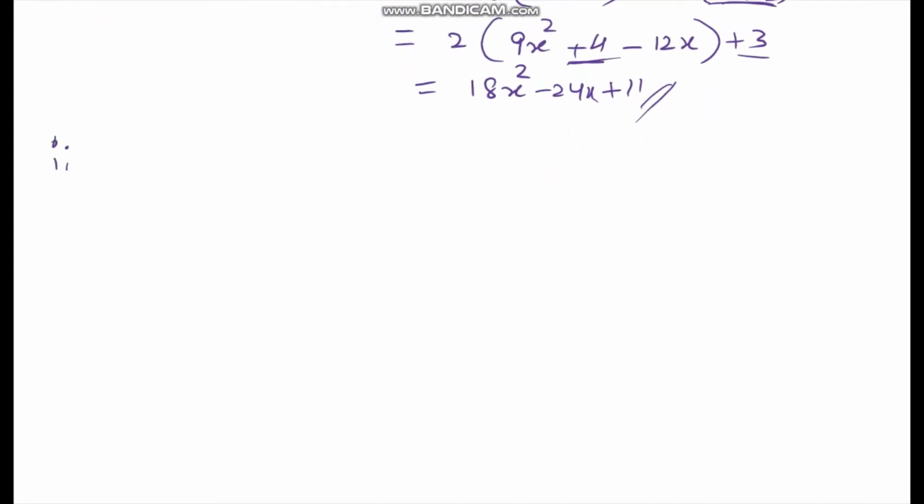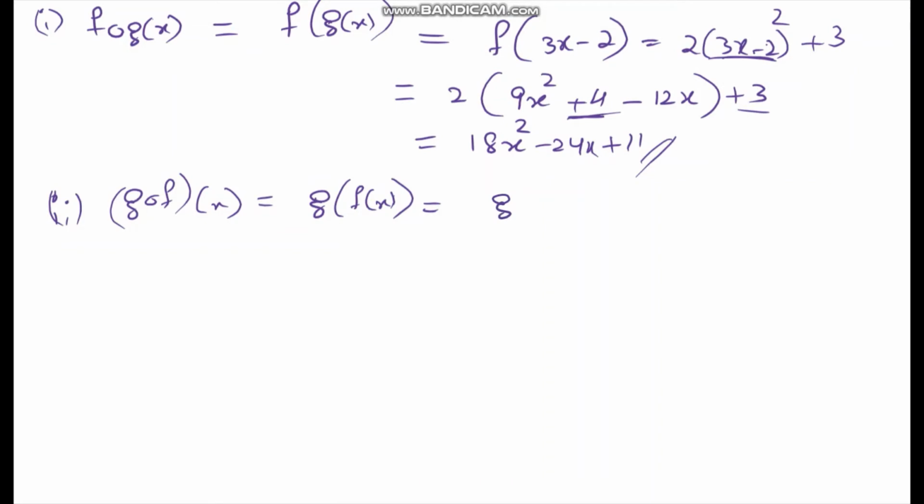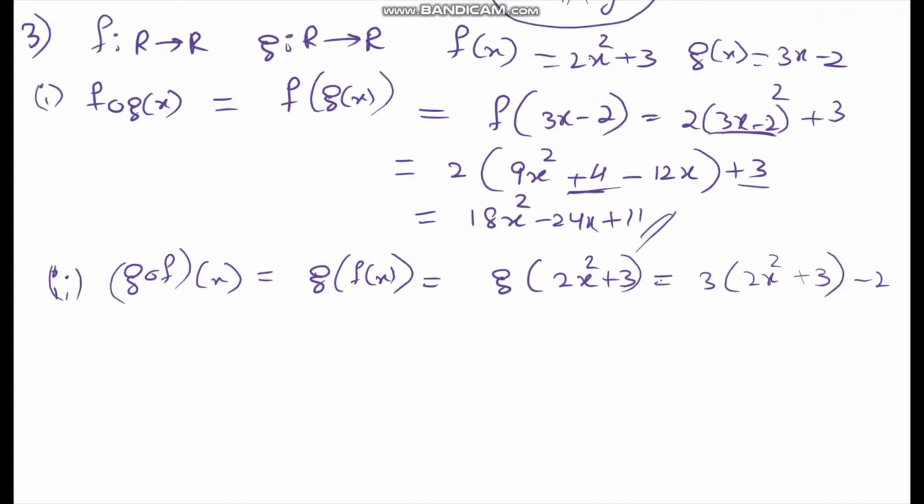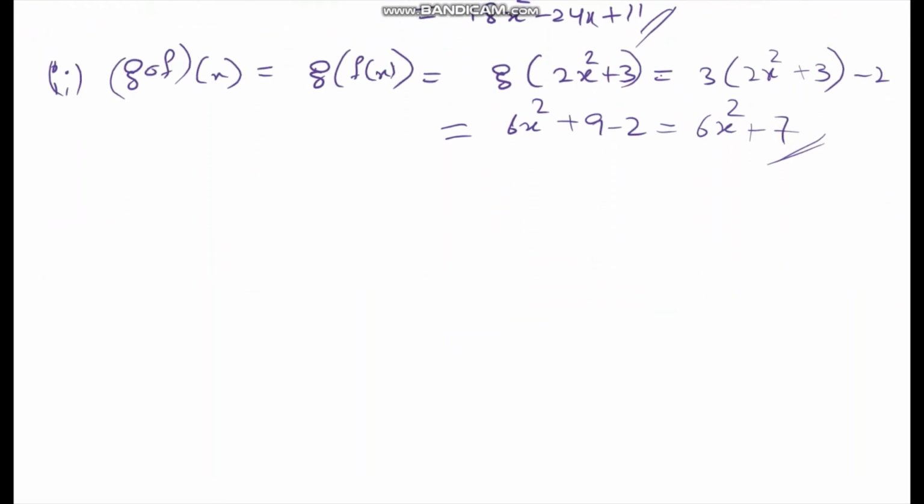Second one, we need to find g of f of x, that equals g of f of x. f of x is given as 2x square plus 3, so that equals g of 2x square plus 3, which becomes 3 into 2x square plus 3 minus 2, that equals 6x square plus 9 minus 2, that equals 6x square plus 7. This is gof of x.